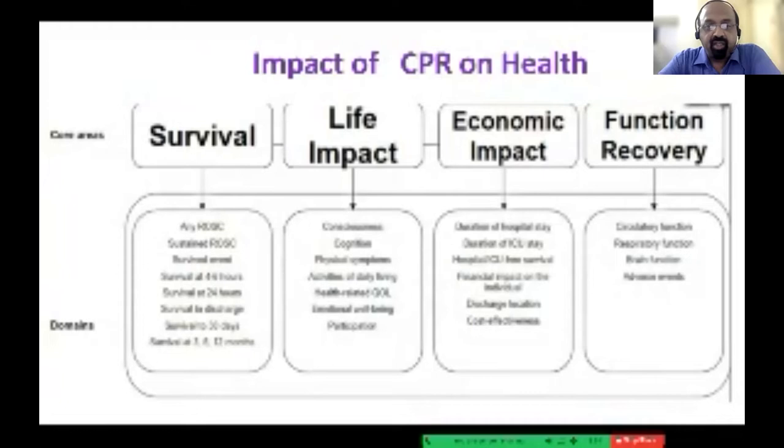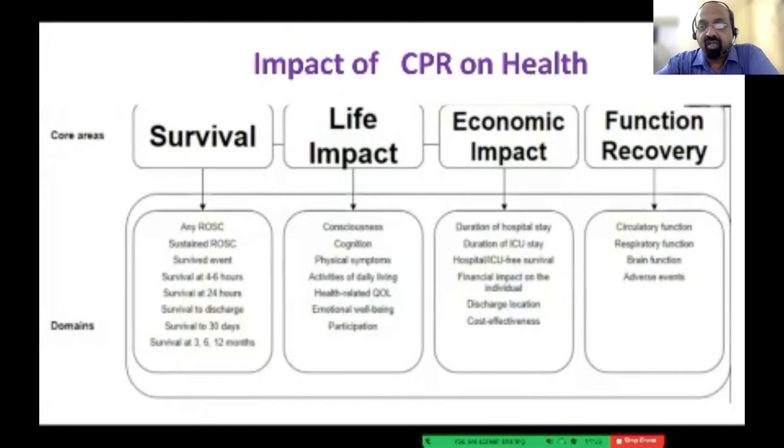If we look at survival, we talk about ROSC, return of spontaneous circulation, sustained ROSC, survival to hospital discharge. Then life impact, meaning cognition is preserved, and daily health-related quality of life and emotional well-being. Then economic impact: how long the patient has been in ICU post cardiac arrest care, the duration of hospital stay, and the financial impact on the individual. Then comes functional recovery, that means whether his organs are supported for a long time or lifelong, or whether he is independent of that.